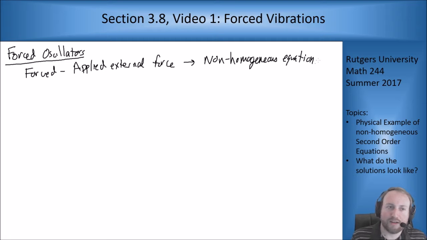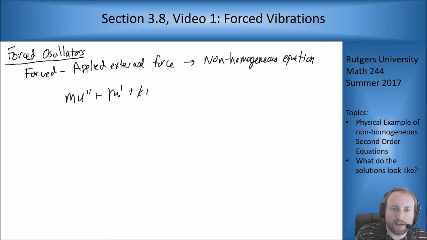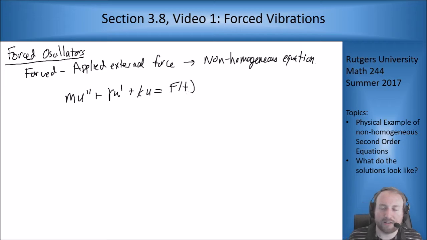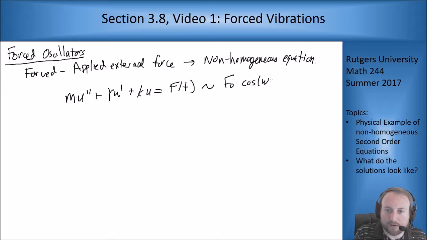So what this means, we're looking at an equation of the form mu double prime plus gamma u prime plus ku equals f of t. We're going to assume we have constant coefficients again like our mass on spring system, but now we have an f of t on the right-hand side. And in general, we'll talk about this more in the next section, we're going to assume that the forcing function is an oscillatory forcing function. So it's a cosine function, more or less.